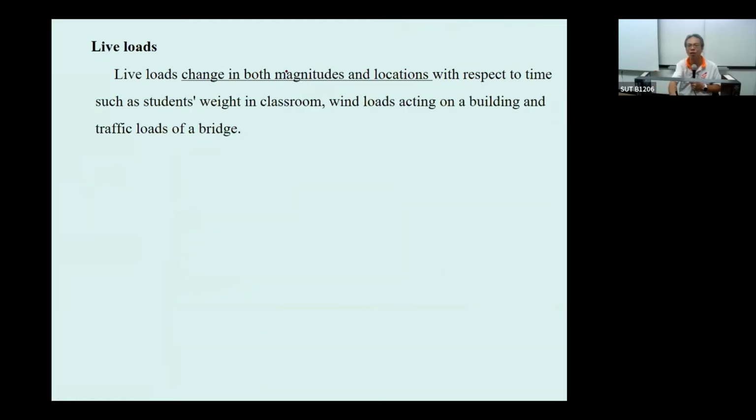Another one, the live load changes in magnitude and location. Talking about your house, sometimes you have people in the room. Sometimes you don't have people in the room. Sometimes when your house has a wedding ceremony, they are going to have a lot of people in the room. That kind of people, in the room or out of the room, is going to be considered an example of the live load. Okay, it may be the weight of the students in the classroom.